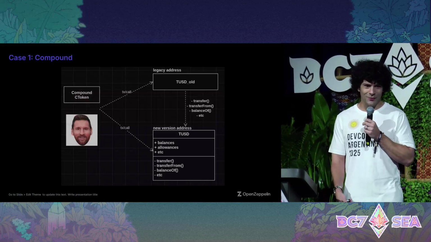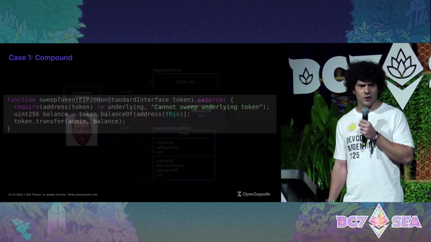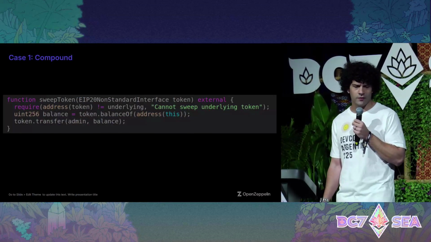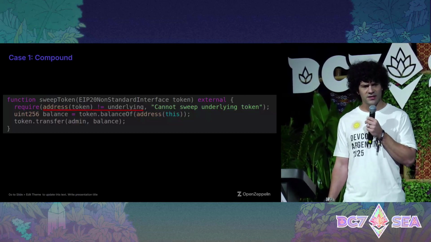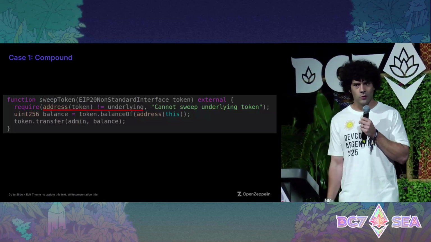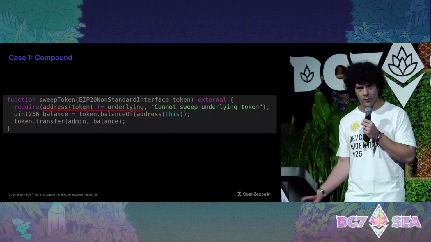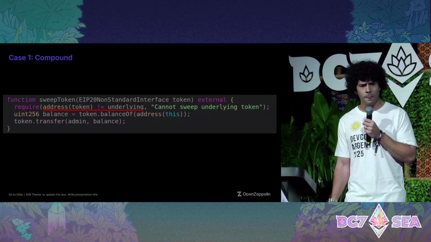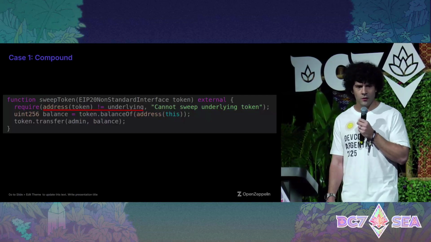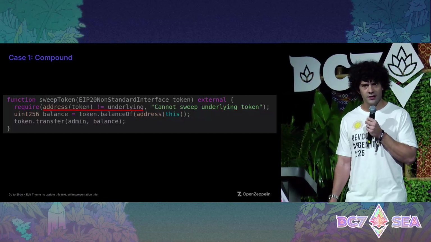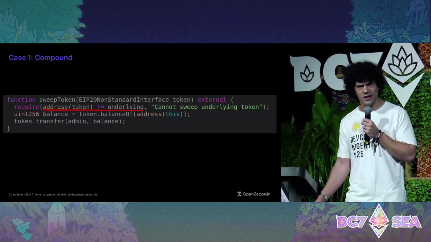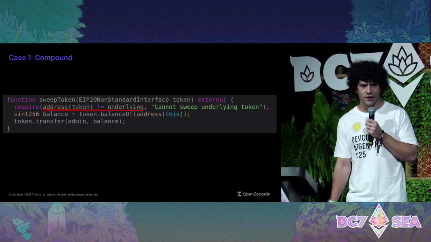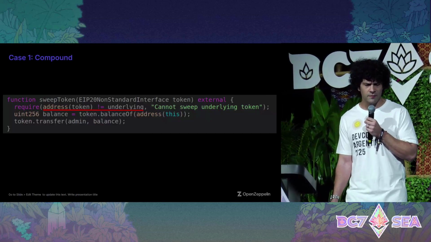And again, as I said, not only with users, also with protocols. And the case was Compound. The C token contract had a sweep token function that had a require statement that you can see here, that would check that the address you want to sweep wasn't the underlying. So if you have the C TUSD token and you want to sweep all the TUSD tokens, you shouldn't be able to do that. But if you want to sweep the DAI tokens, you should be able to do that and send them to the admin of the contract, that I think was the Timelock.